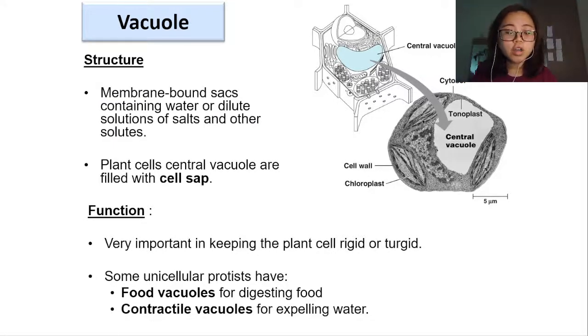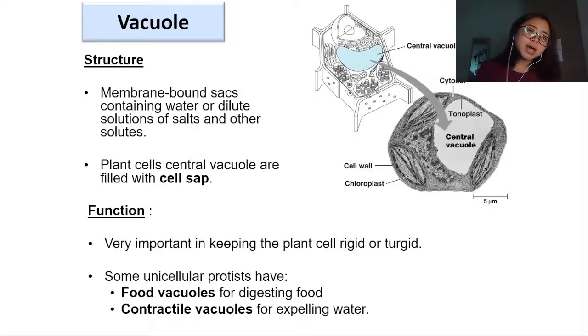Let us move on to the next organelle, which is the vacuole. A vacuole is membrane-bound sac that contains water or dilute solutions of salts and other solutes. And the central vacuole in plant cells are filled with cell sap. Dalam arti kata lain, dia cumalah satu kantung yang mengandungi air ataupun bahan-bahan yang terlarut yang lain.